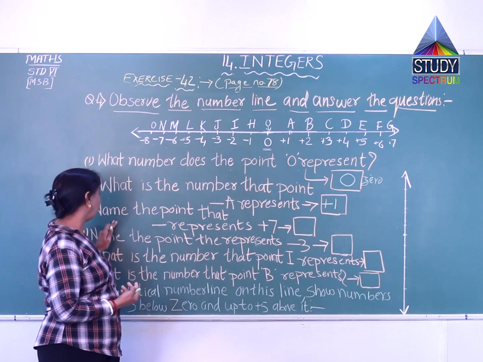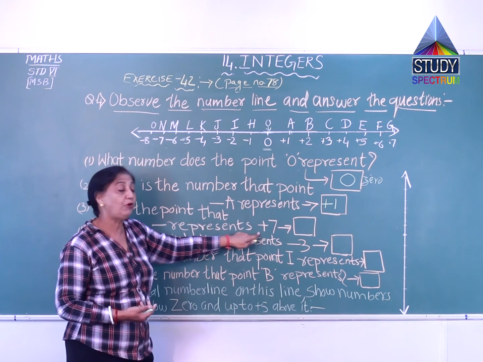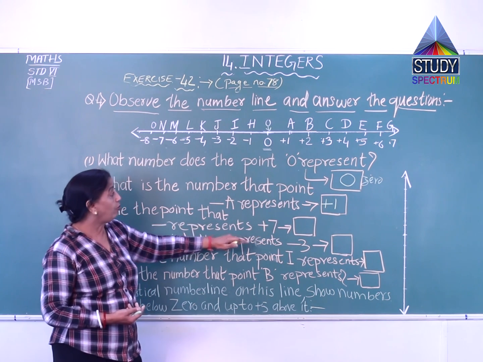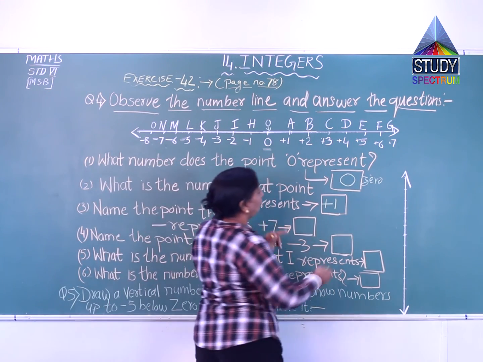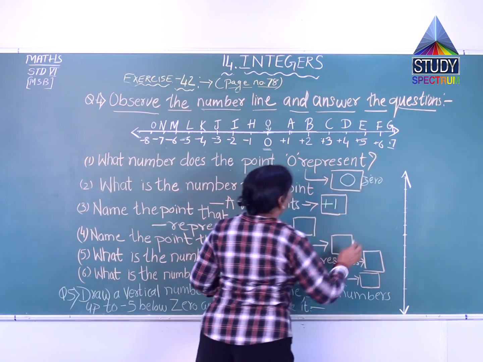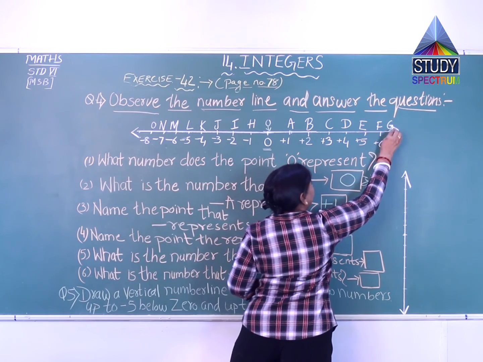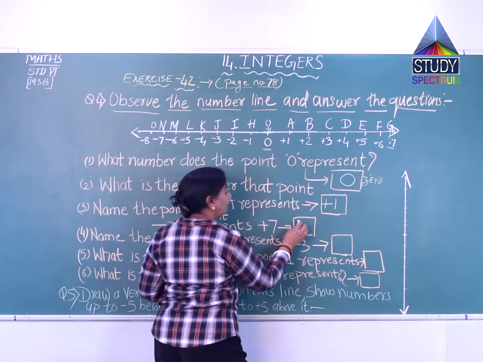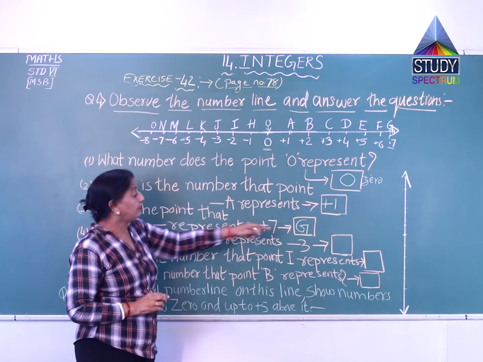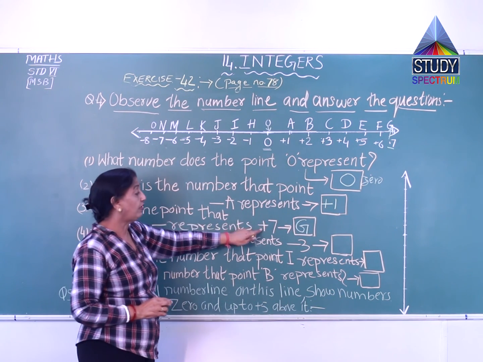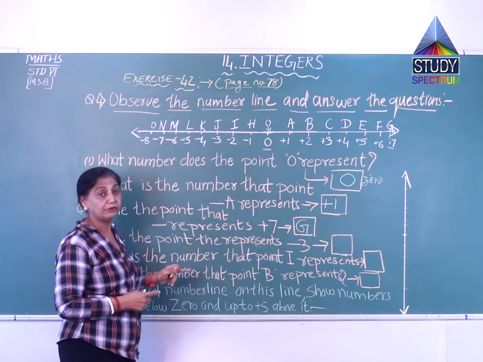Let's move to the third question. Name the point that represents plus 7, that is positive 7. So we'll go back to the number line. Where is plus 7 or positive 7? It is here. So by which letter is it represented? I can see it is represented by G. So I will write here G. Letter G. So letter G represents 7 or 7 represents letter G. As I told you, they have one-to-one correspondence.